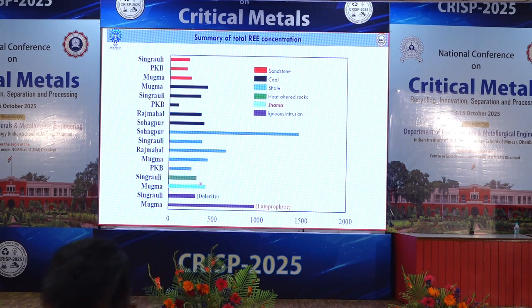Then you see the jhama, that is the heat affected coal, and the lamprophyre, that is the igneous intrusion into the coal seams. There the concentration is quite high. Not only rare earth, we have a good amount of potash and magnesium also, both are critical for India.